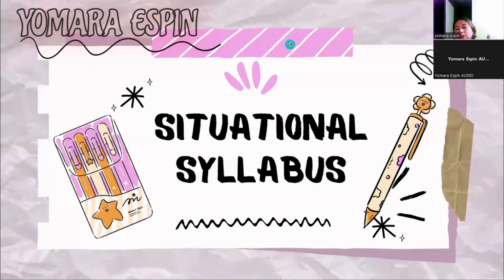Today I'm going to talk about situational syllabuses, a type of curriculum used to teach English. This curriculum is based on real or imaginary situations, that is, contexts where we normally use the language to communicate. Its goal is for students to learn English in a practical way through activities that simulate daily life.